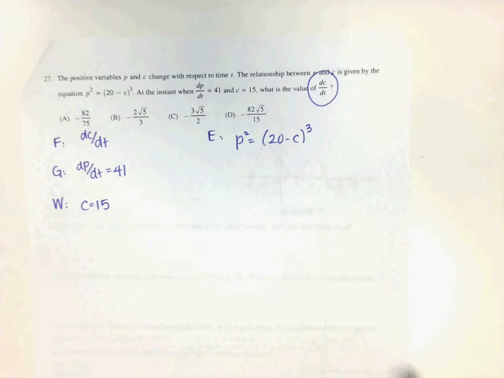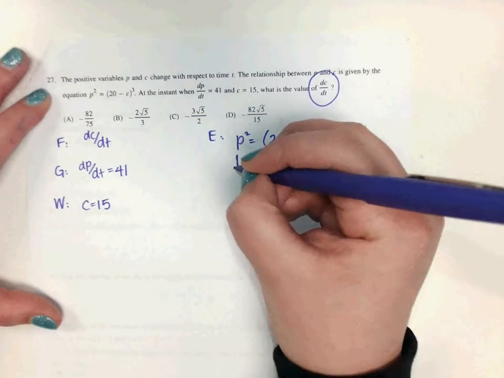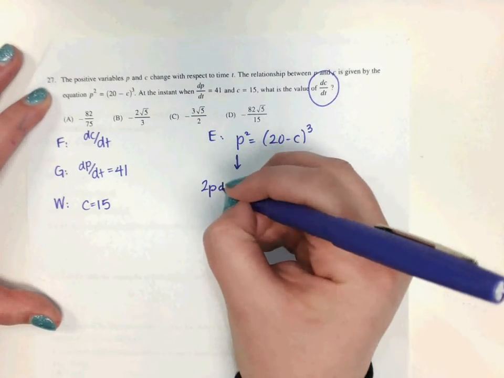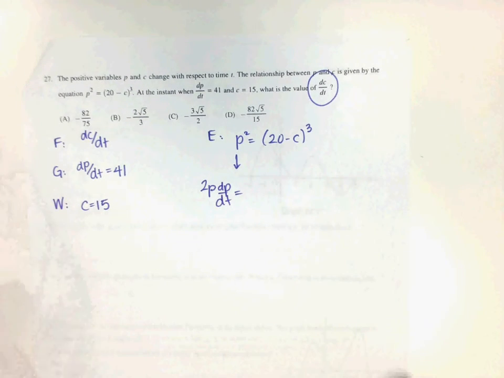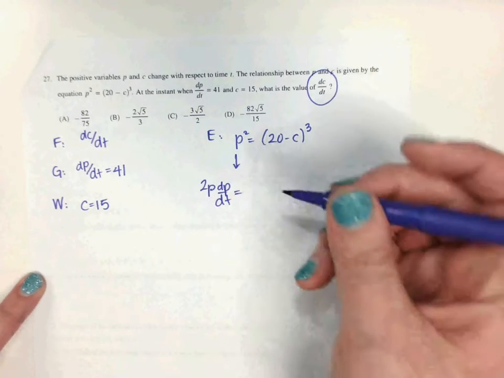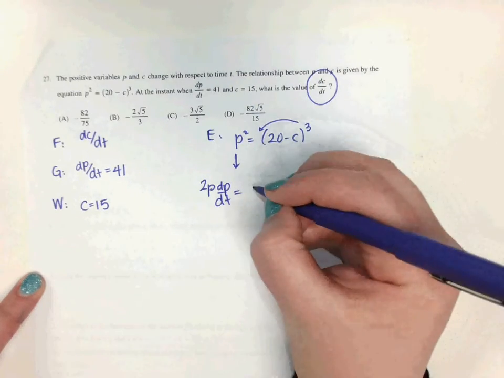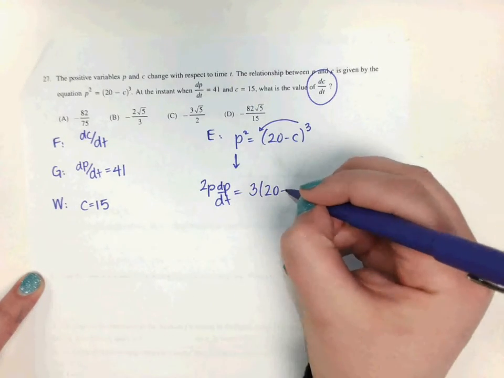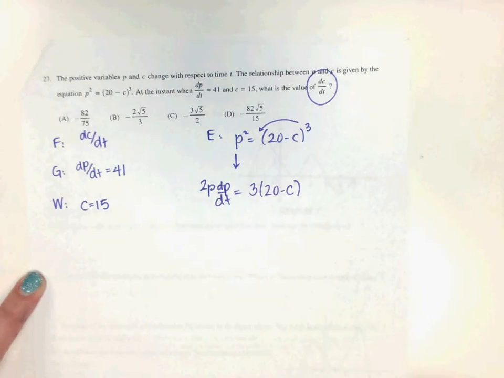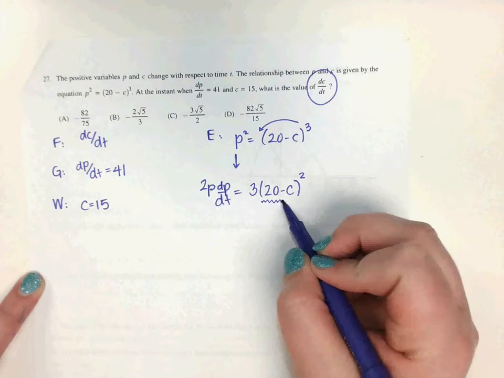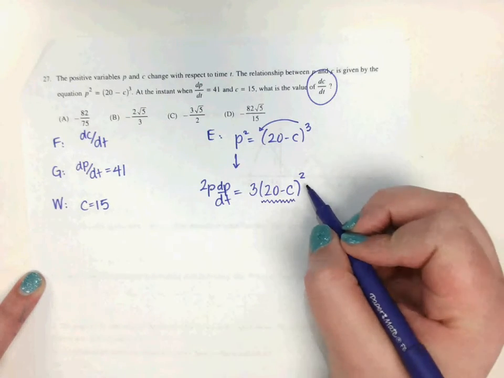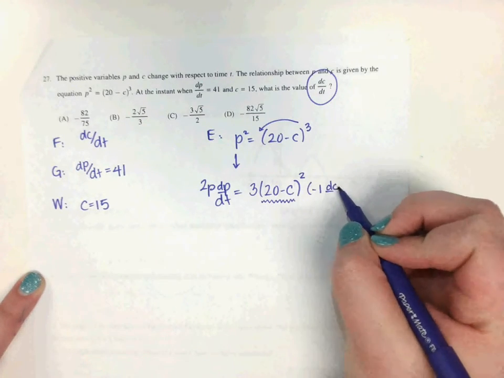Okay, so take a look at your equation. What is the derivative? 2p dP/dt on one side. Okay, it's not like a regular volume equation, but we can still take the derivative. What rule will that require, though? Chain rule. So my 3 is going to come down to the front. What's the new power on 20 minus c, my core? Squared. What's the derivative of the middle? Negative 1 dC/dt. Very good.